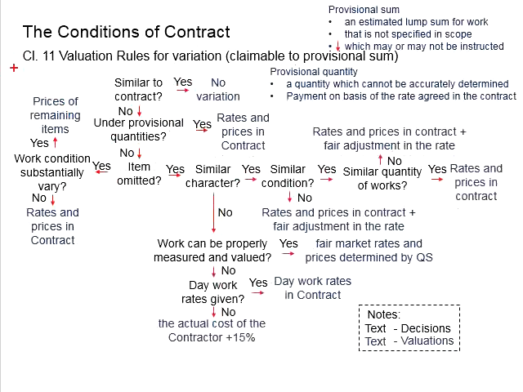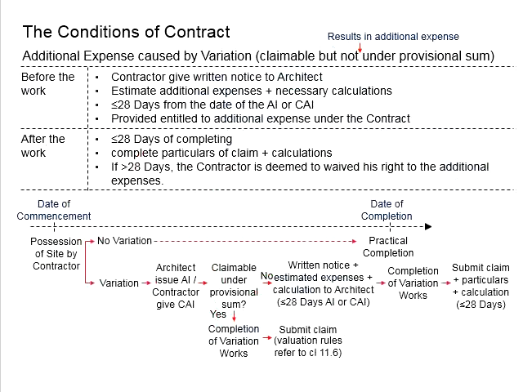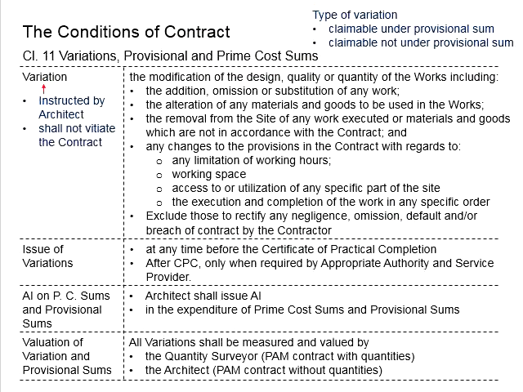With that, this flowchart may be adopted, giving us an idea of the relevant rules of the valuations. This has been discussed in our previous videos. In this video, we're going to extend our discussions to the variations which are claimable but not under the provisional sum. Previously, we did mention that there are two types of variations. When it is claimable, it is either under the provisional sum or not under the provisional sum.